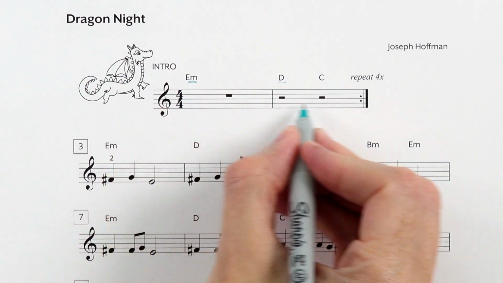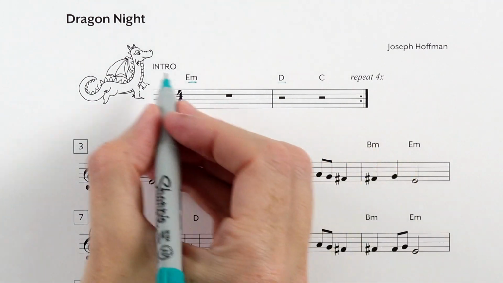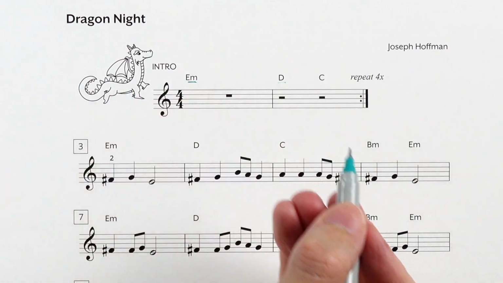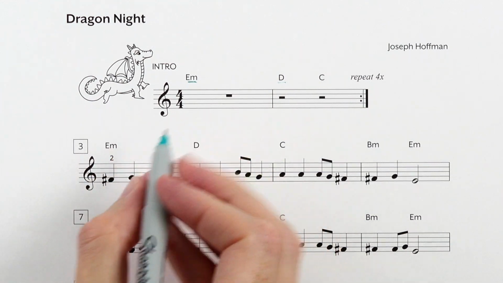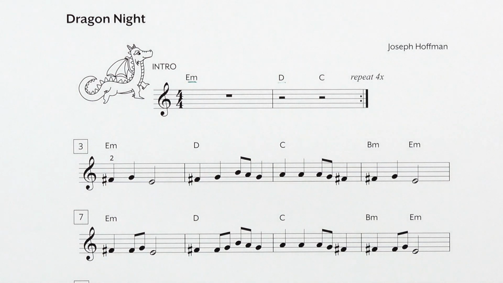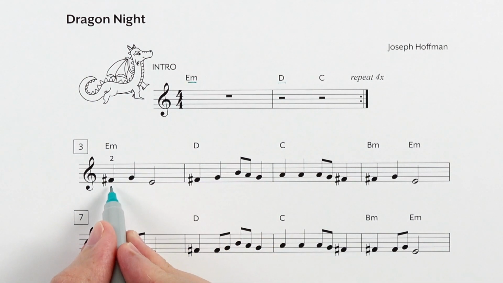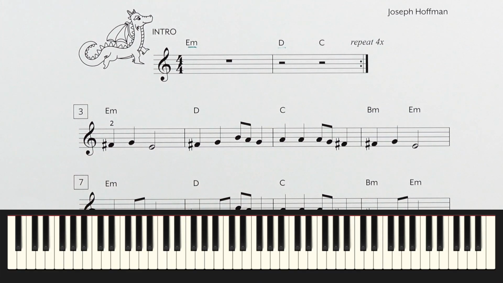Up here, you'll see these rests, and that means we're not playing a melody here during this intro. Oh, hello, Mr. Dragon. And our melody starts here, and so today that's where we're going to start. So let's figure out this first note. Can you tell me the letter name? If you said F sharp, you're correct.